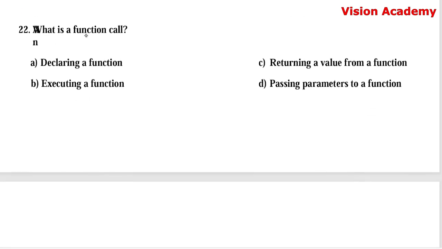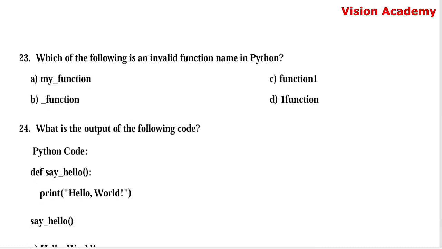Question number 22. What is a function call? Option A, declaring a function. B, executing a function. C, returning a value from a function. D, passing parameters to a function. Here, option B, executing a function is the right answer.